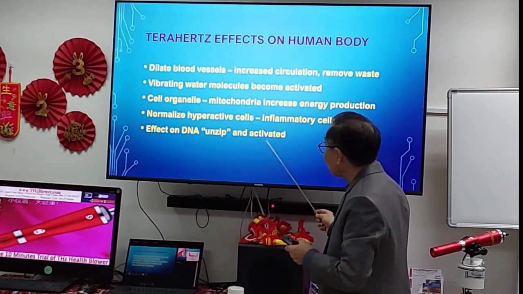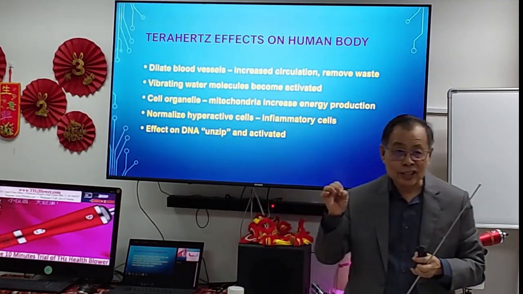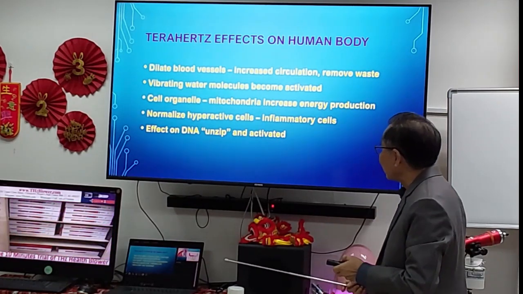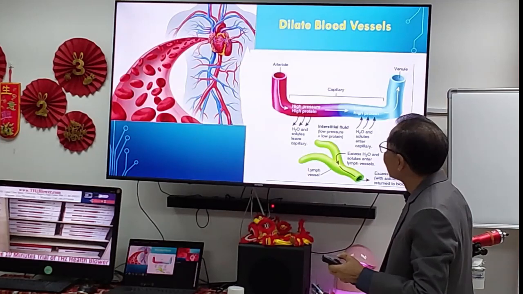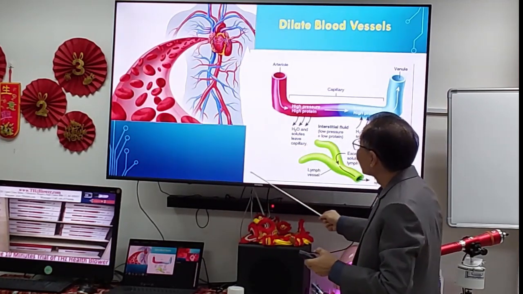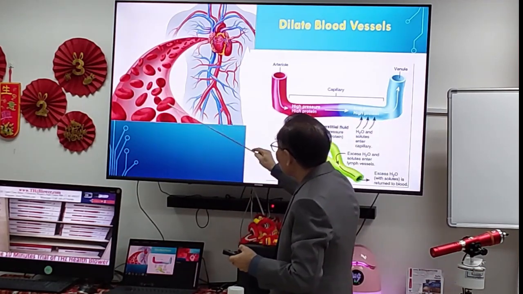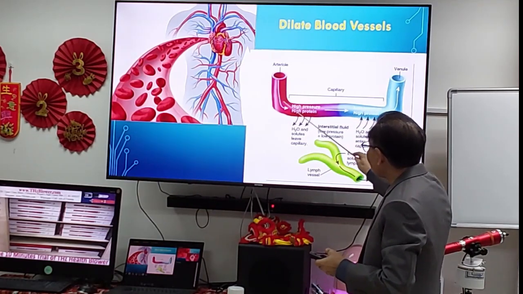And of course, one important part is that it has an effect on DNA. It actually can unzip DNA, open up DNA, and therefore activate it. So this is a summary. I'll take you through. One very important thing is that it opens up blood vessels. So the blood vessels here, when you shine THz wave, it opens up. And when you open up, blood will flow through.